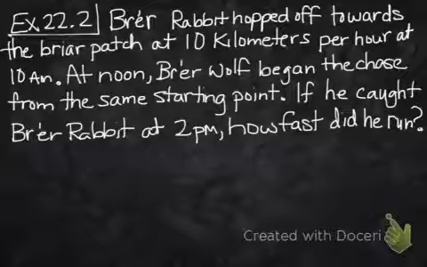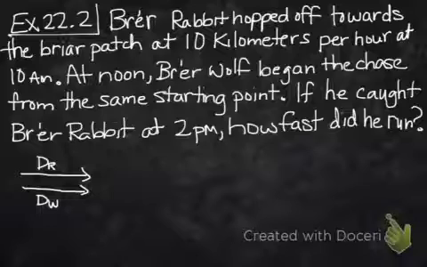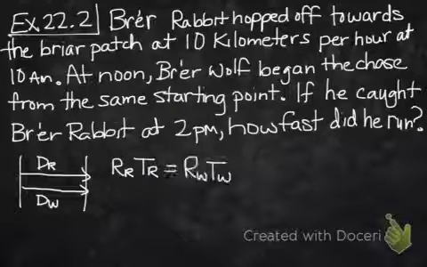Okay, Brer Rabbit hopped off towards the briar patch at 10 kilometers per hour at 10 a.m. At noon, Brer Wolf began the chase from the same starting point. If he caught Brer Rabbit at 2 p.m., how fast did he run? So this is another case where they're starting at the same point and ending at the same point. They went the same distance. So the rate and time is equal to the rate and time.